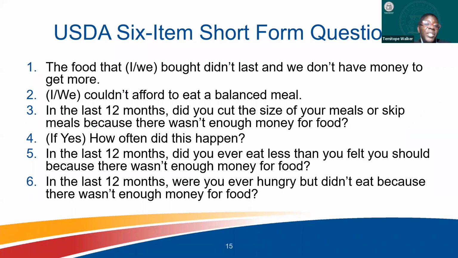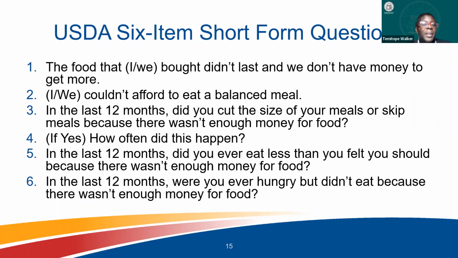So next, we'd like to take a look at the 6-item short form of the food security module from USDA. So as you review the questions, what you see is that if someone answered yes to number 3, as an example, in the last 12 months, did you cut the size of your meals or skip meals because there wasn't enough money for food? You would then ask, how often did this happen, as an example?